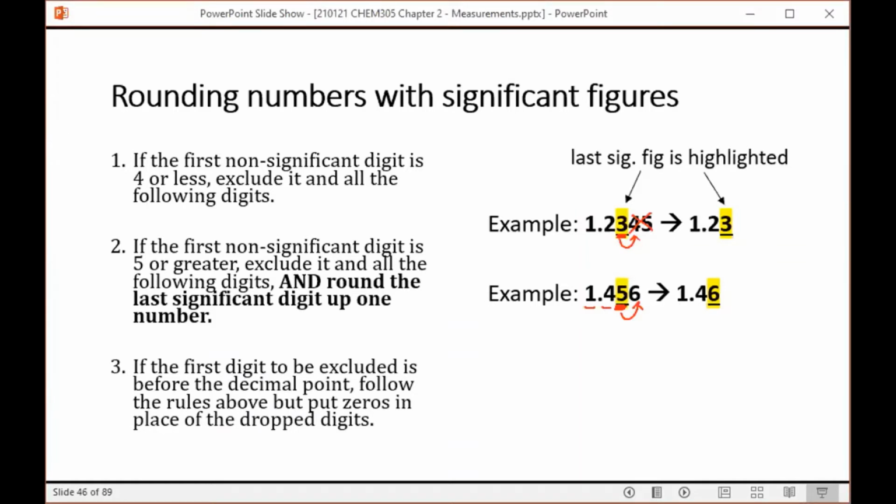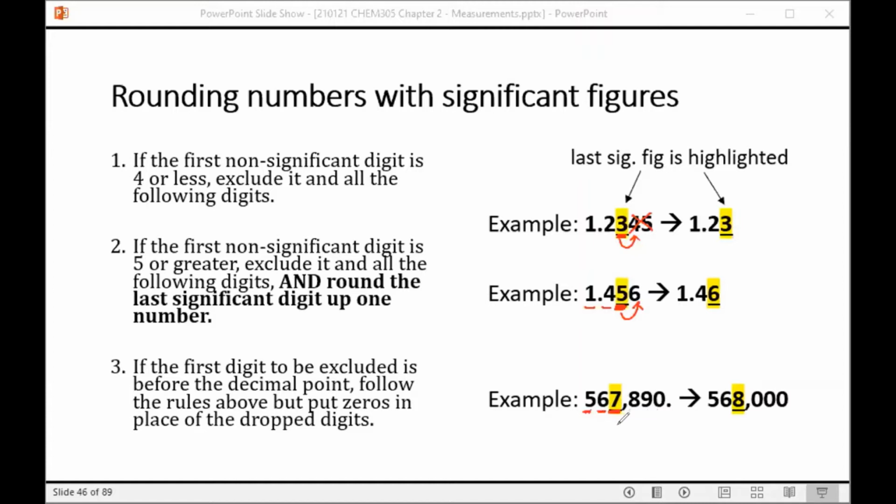If the first digit to be excluded is before the decimal point, you're going to follow the rules above, but put zeros in place of the dropped digits as placeholders. So let's say you have 567,890, and you want to round that to 3 sig figs. You count over 3 sig figs to find out where your last digit's going to be located. So let's count over 1, 2, 3.